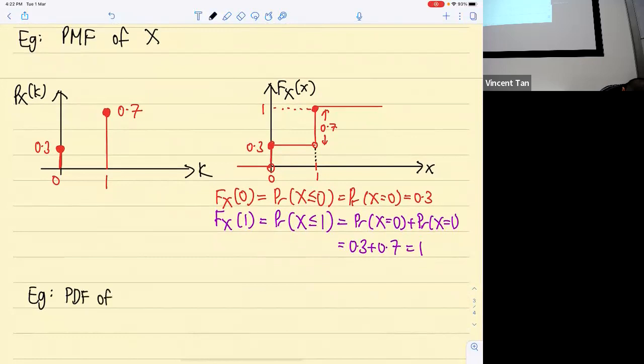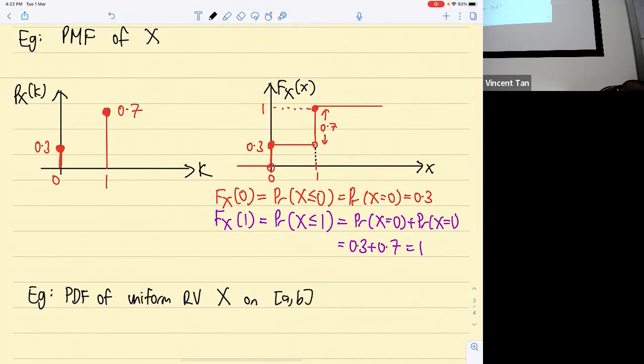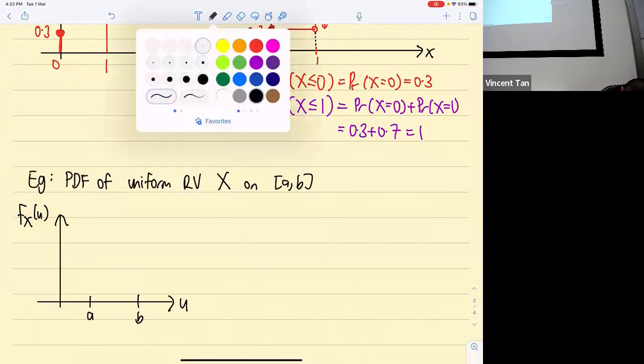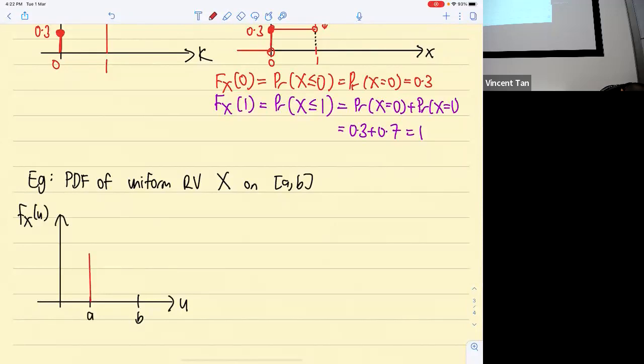The PDF of a uniform random variable x on [a, b]. Now we have a PDF that is like this. f_X(u): this is a, that is b, and we have this box here. Maybe I should use this red for the box that I want to draw. This value here, hopefully you appreciate, is 1 over b minus a. This is in order for the area here to be unity.